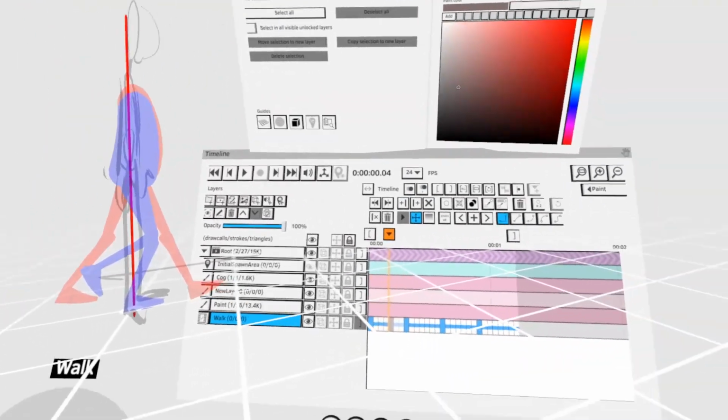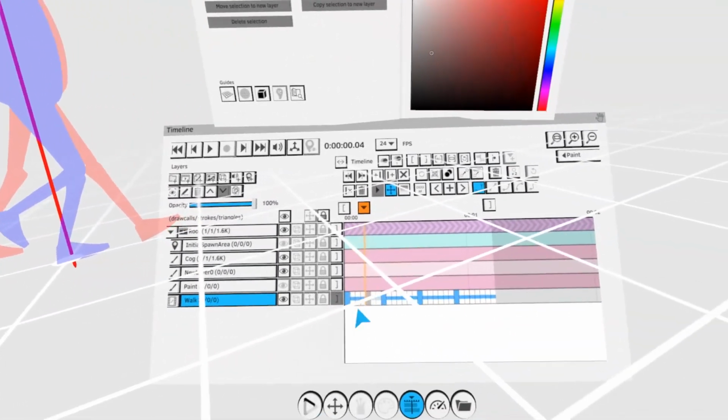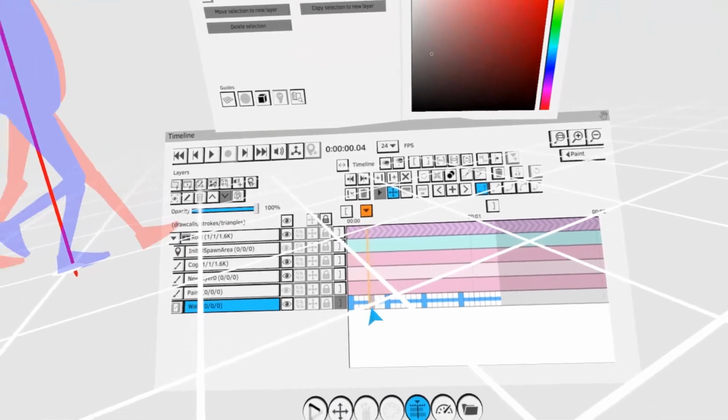And let's turn on the onion skinning. It's super important for this step, right? So to do in-betweens, I'm going to start with the ones right in the middle. And let's see what happens exactly in the middle here.